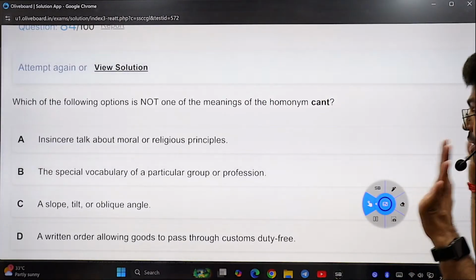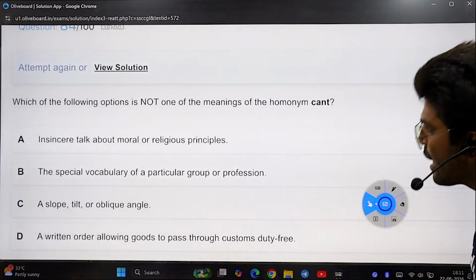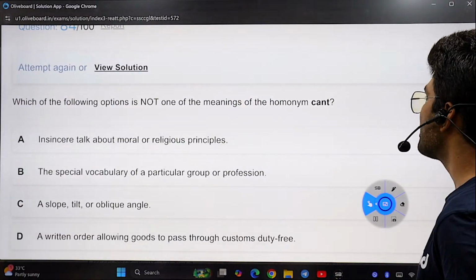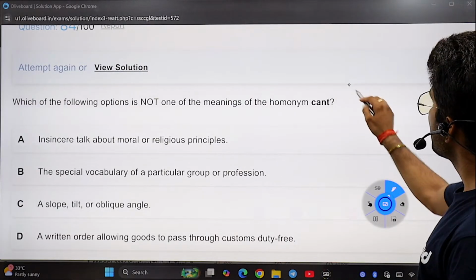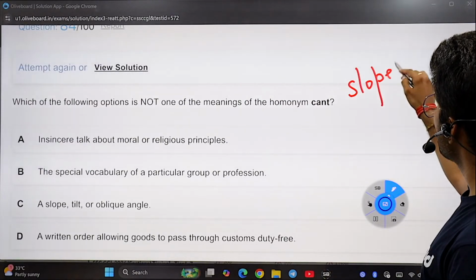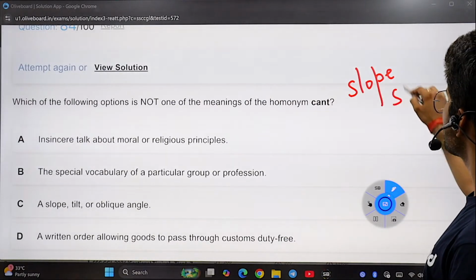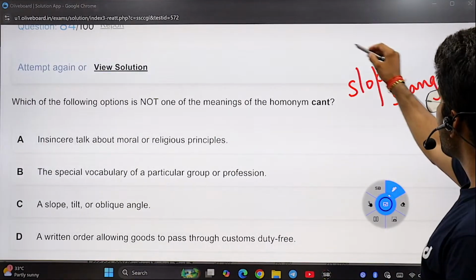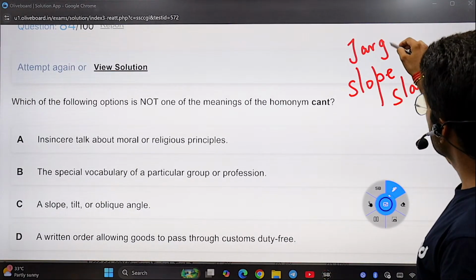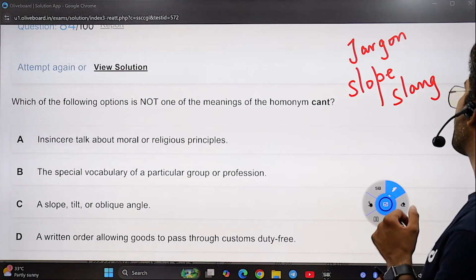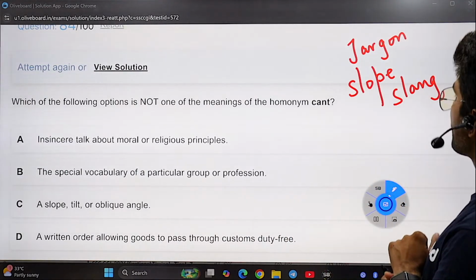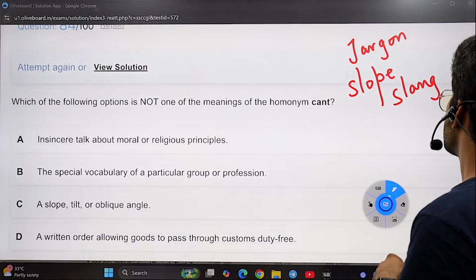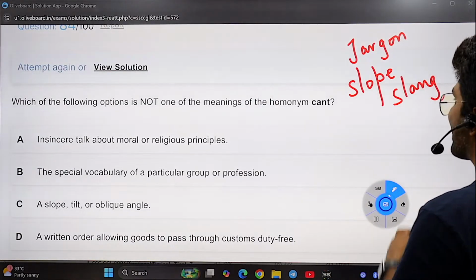That was super difficult. Got this correct? Might have got this wrong, no problem. One of the meanings of the word "cant" is slope. I remember it's slope. It's a vulgar term also. Let's not say vulgar, say slang. And it's jargon also, the type of technical words used in a particular place or profession. Jargon, the technical terms used in a specific place. So it's a slope or slant, jargon and slang.